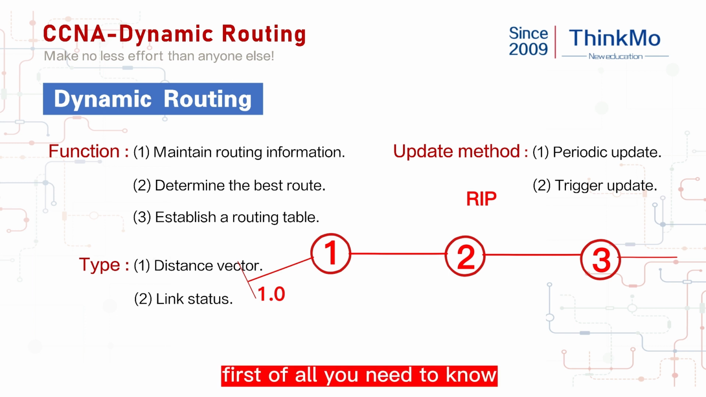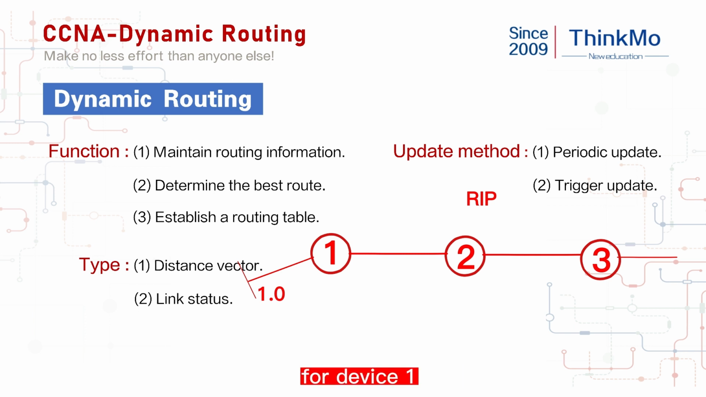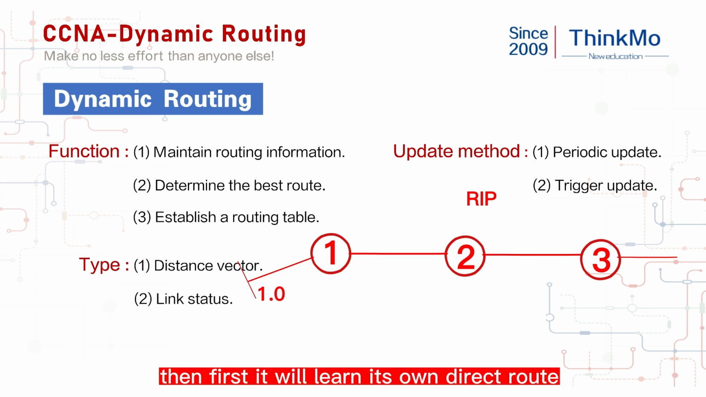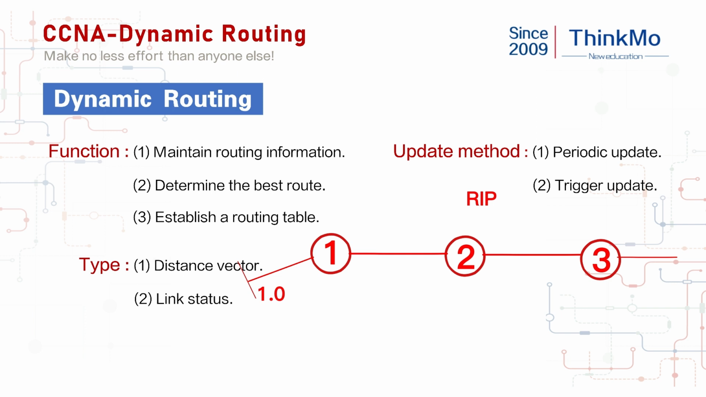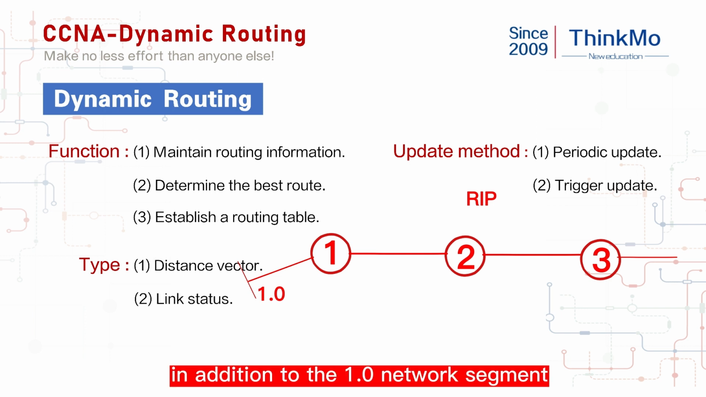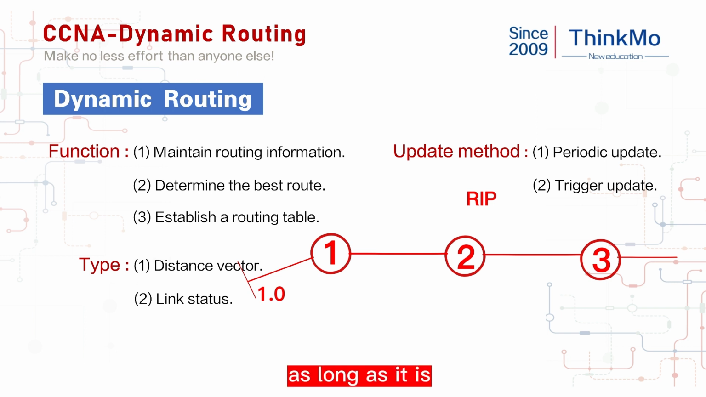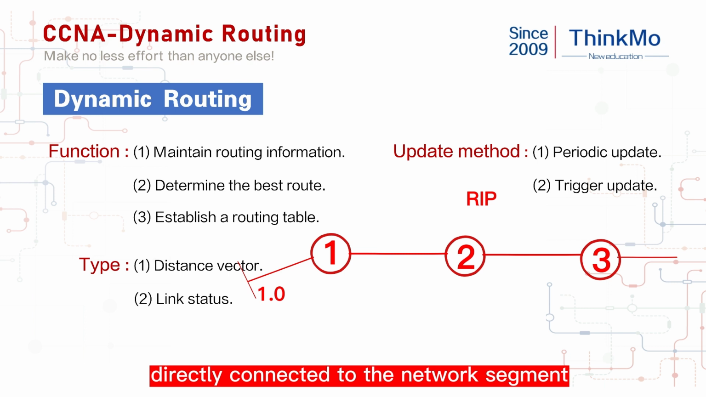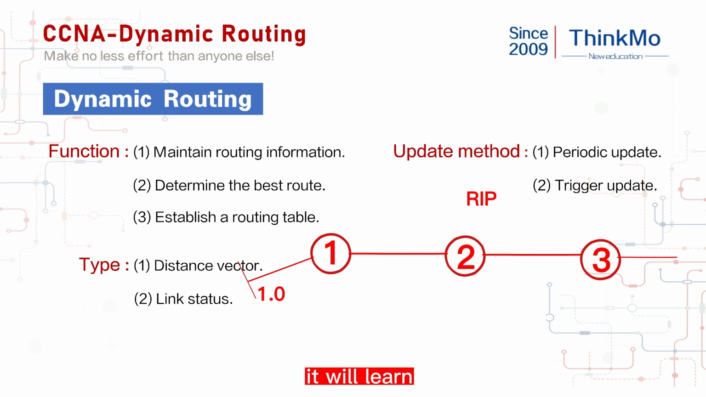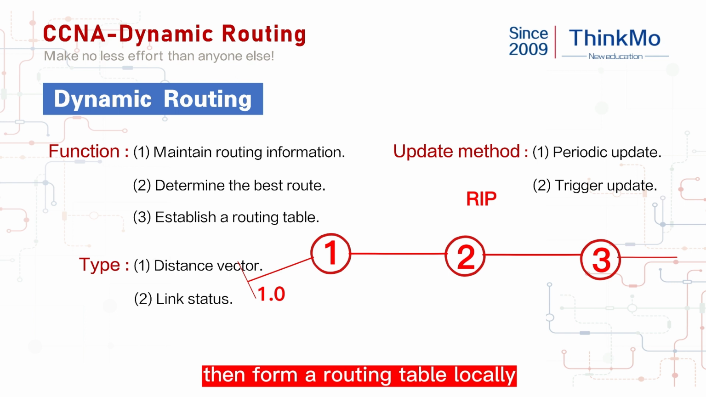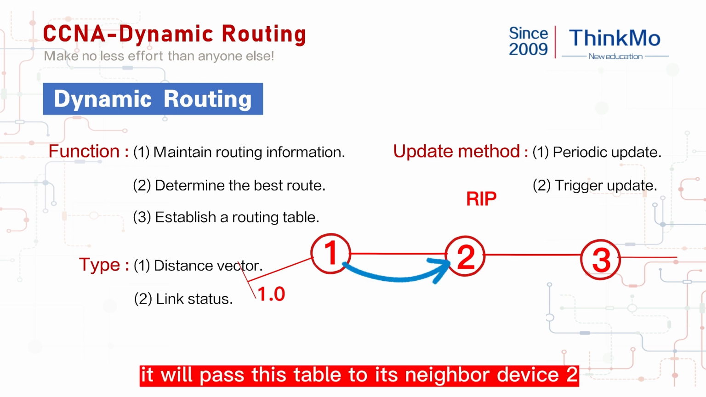First of all, you need to know it is a dynamic routing protocol. It is characterized by the following. For device 1, it wants to advertise this 1.0 network segment. First it will learn its own direct routes, in addition to the 1.0 network segment, as long as it is directly connected to the network segment. It will learn them, then form a routing table locally. It will pass this table to its neighbor, device 2.